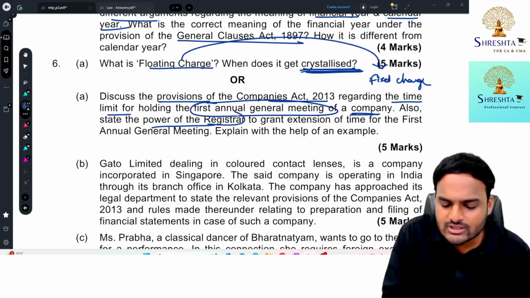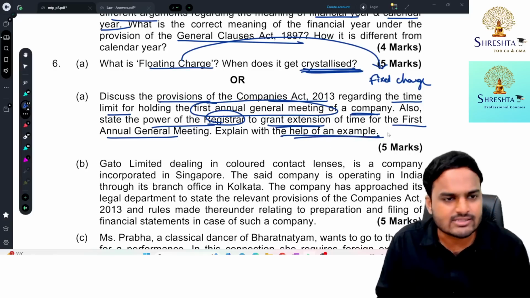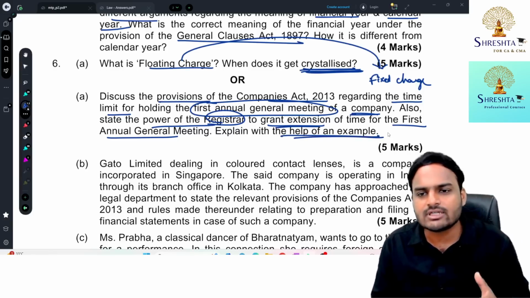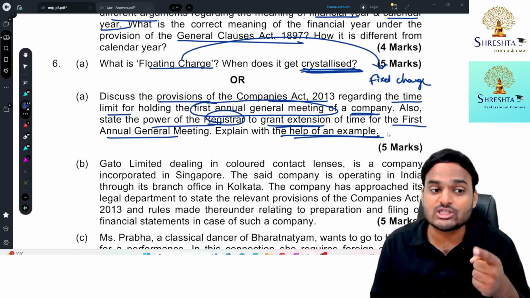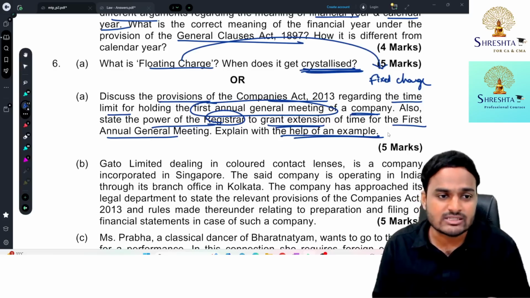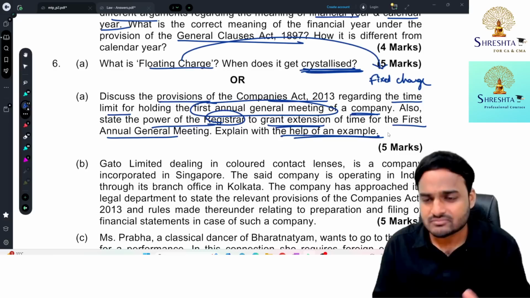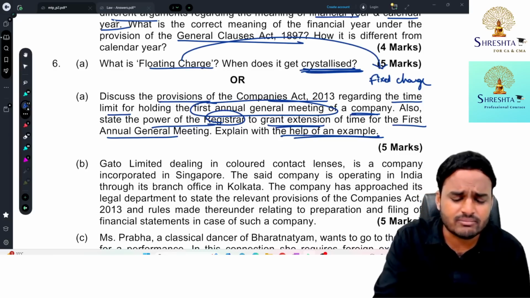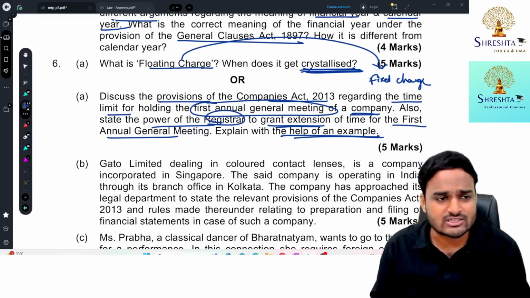Also state the power of the Registrar to grant extension of time for the first AGM. Explain with the help of an example. The ROC has a power to extend the AGM, not the first AGM, but subsequent AGMs. He has the power to extend the date of the AGM by 3 months for a valid reason shown to him. But this power he can exercise only for subsequent AGMs, not with respect to the first AGM. Is it clear? For the example, just write: a limited company, date of incorporation, year closure date, and what is the due date of the AGM, first AGM.